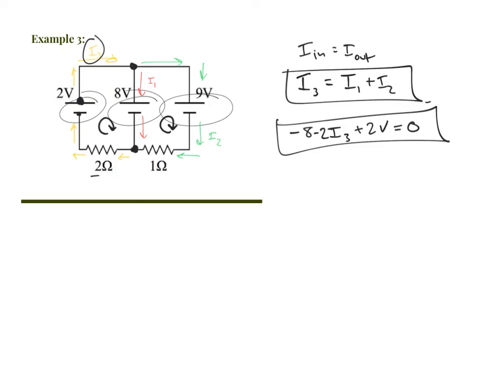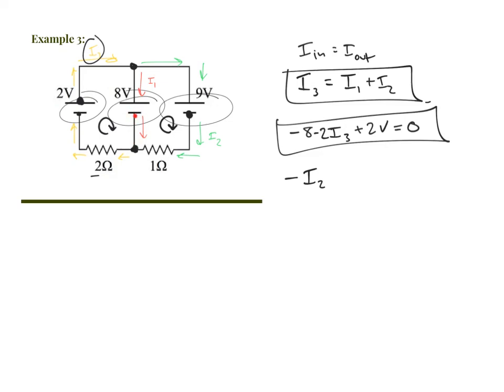So for this loop, I want to start, it doesn't matter where, at the negative terminal of the 9-volt battery, right there. Follow the circuit around. As I'm going around the circuit, I get to a resistor. I'm going forwards through that resistor because I'm going with the current. So that one is going to subtract voltage. The subtracted voltage is equal to I times R. I is I2. R is 1. So just I2.